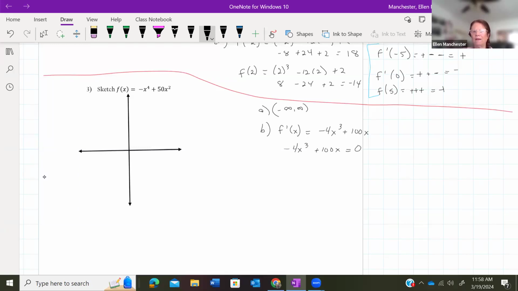Okay. And now I'm going to factor. What do they both have in common? What value do they both have in common? 4. And what else? An X. X, yeah, good. See how they both have X's. So I am going to factor out a negative 4X, just because I don't want a negative on that front term. So when I factor out or divide out that negative 4X from negative 4X cubed, I end up with X squared. When I divide out negative 4X from 100X, I end up with a negative 25.